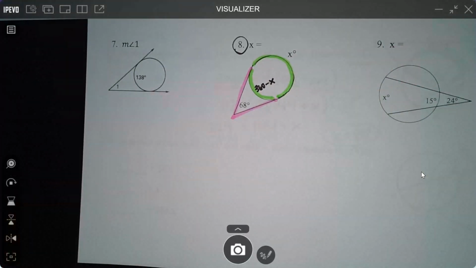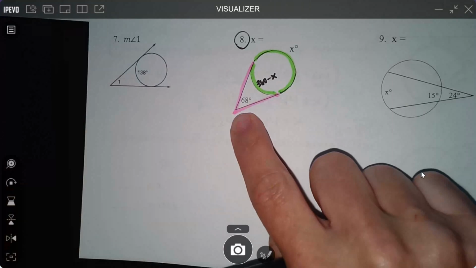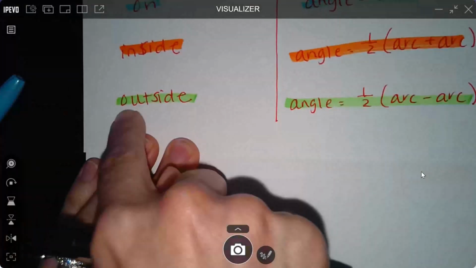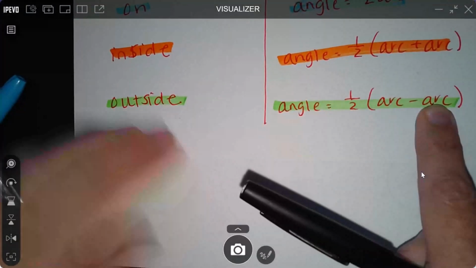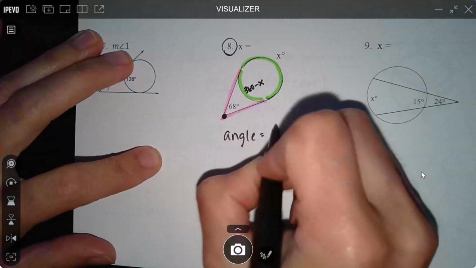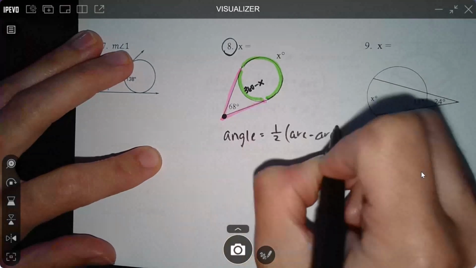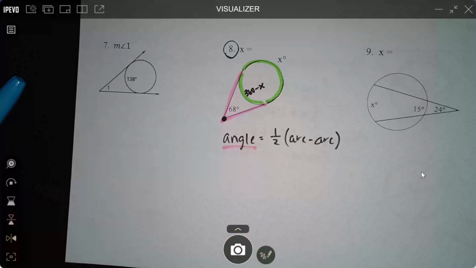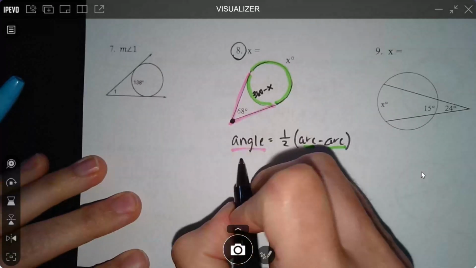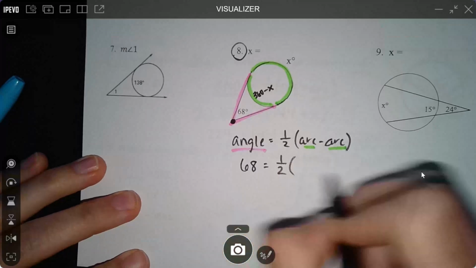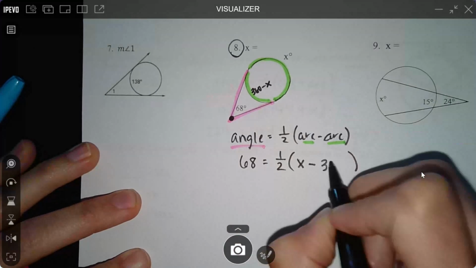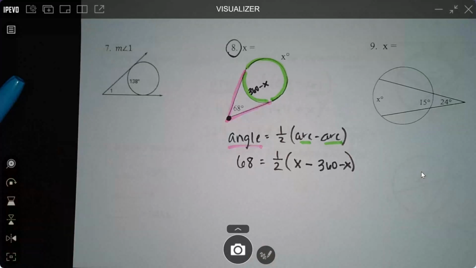Again, this vertex right here is outside the circle. Here's my formula, it's on the board, remember. Angle equals 1/2 arc minus arc. So angle, and then arc minus arc. My angle is 68. Remember, it's the large arc minus the small arc. Now I'm going to write it like that.